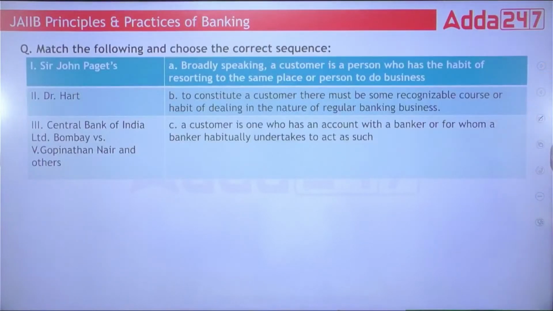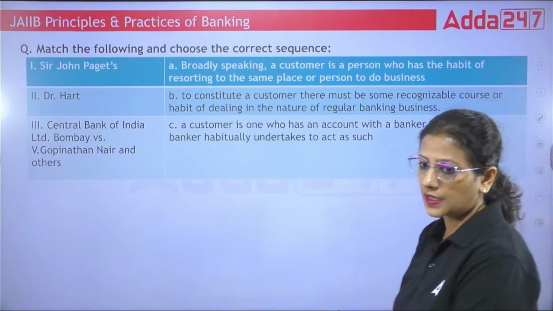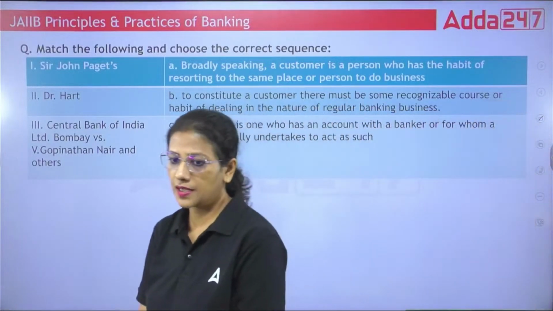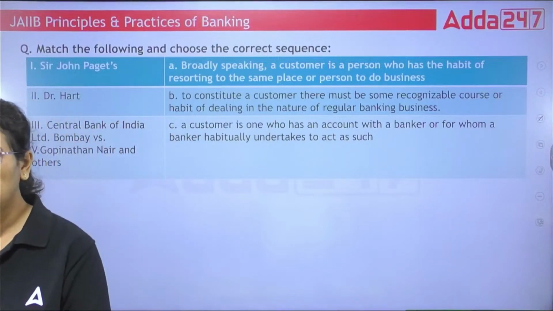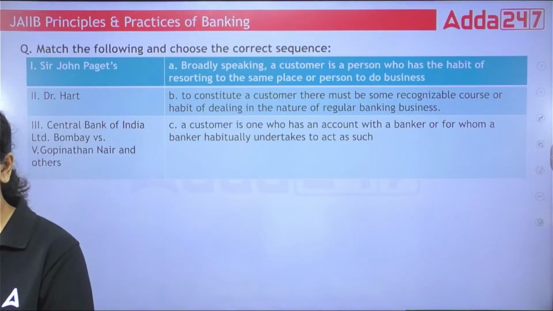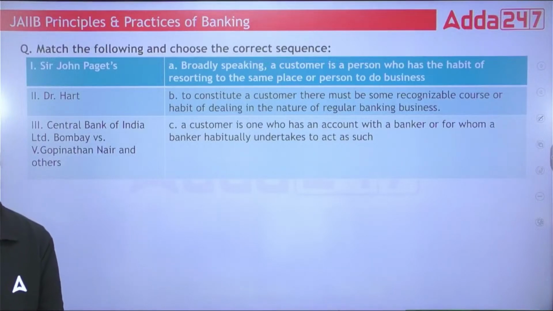Now you have to match the following and choose the correct sequence. Sir John Paget's, and as we have seen, these are the definitions of customer given by different people or as per the case, in the case of Central Bank of India Limited versus V. Gopinathan Nair and others. So the first option is Sir John Paget's.